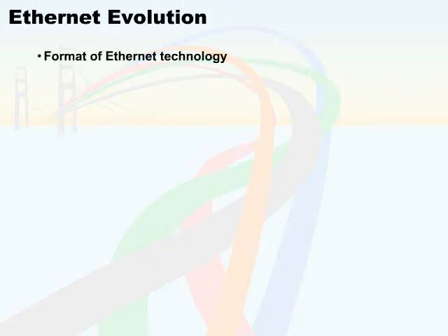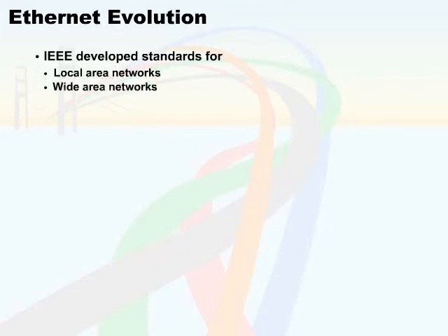The original Ethernet technology has the 802.3 format. This was when the IEEE actually took hold of it. IEEE stands for the Institute of Electrical and Electronics Engineers. They were responsible for developing many of the standards that were used for local area networks, wide area networks, optical networks, and even wireless networks and encryption and so forth.